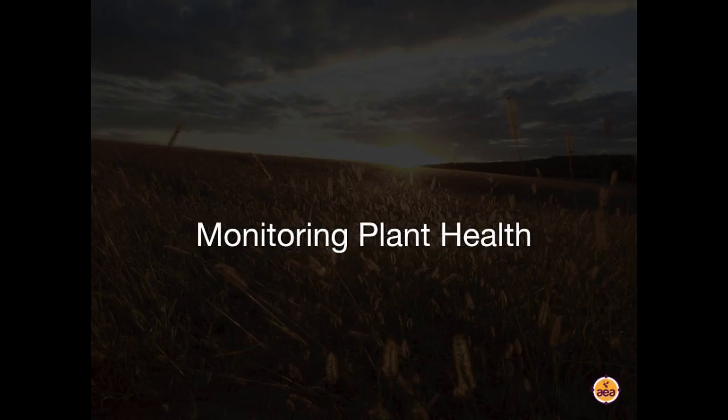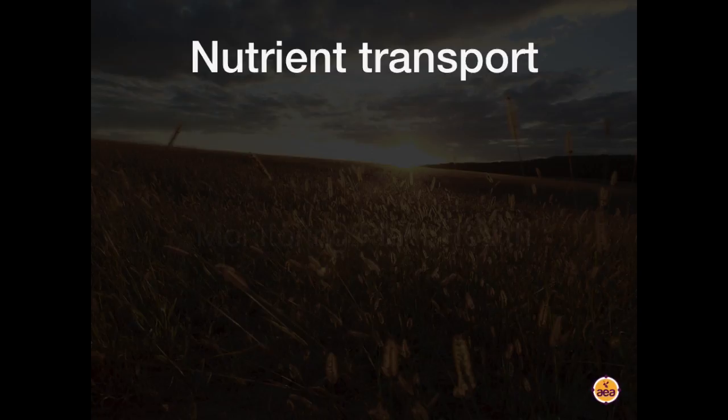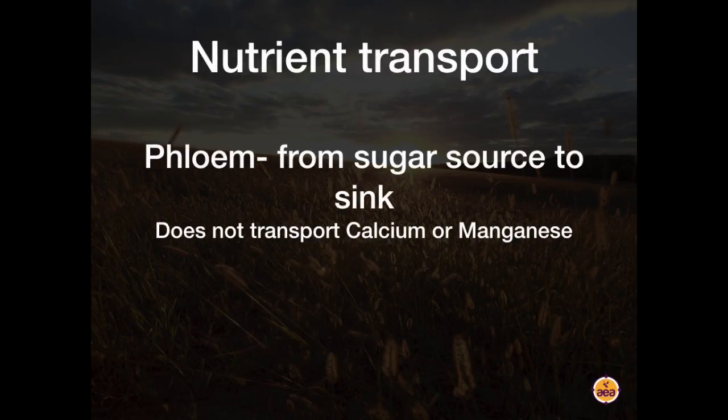So, to set some of the framework for understanding sap analysis, I'd like to talk a little bit about nutrient transport inside the plant. I don't remember this slide being positioned here, but I guess I'll talk about it now. Plants move nutrients around using two types of transport tissue. You have phloem, which moves energy from the sugar source to the sink. So it moves sugars from the leaves to the plant sugar sinks, which I mentioned briefly yesterday.